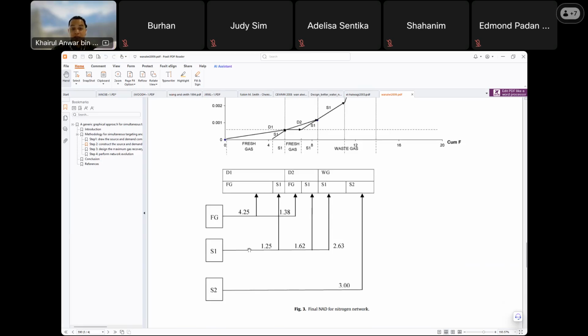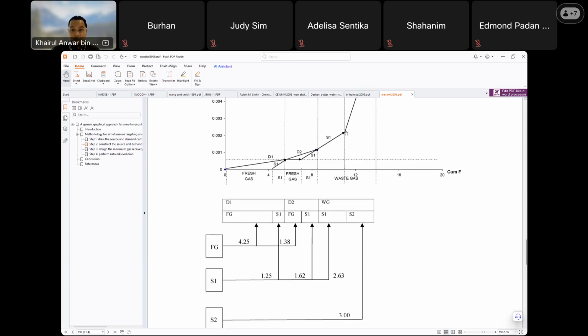Possible. But some of the source, so the sink source one of it goes to the S1, then some of it goes to the S1, the remainder of the S1, and then to the S1, which is the waste gas.